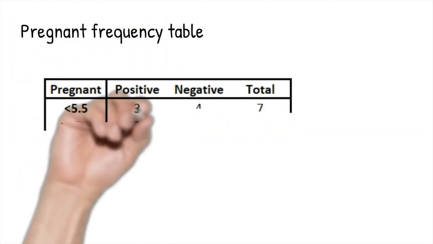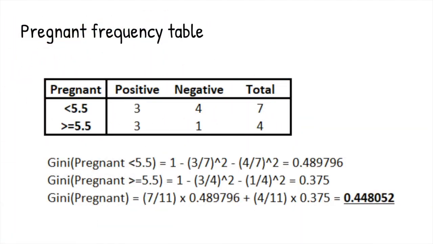We will first analyze the pregnant variable. And let's take a look at a frequency table. We can see that we have split pregnant by 5.5. And what this table shows us is how many positive and negative people, Indians, did we have that had less than 5.5 pregnant. We see 3 people that are positive and 4 people that are negatively labeled with pregnant less than 5.5, a total of 7 people. Now let's take a look at people that were pregnant higher than 5.5. We have 3 positive and 1 negative, which totals 4.